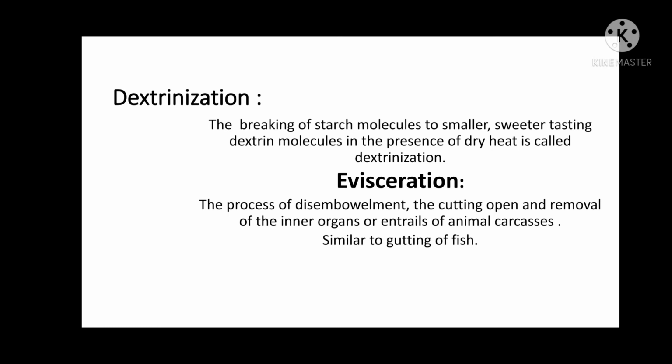Next definition is evisceration. In this process, the internal organs of animal carcass is removed. Animal carcass means dead animal. The dead animal is known as carcass. You can observe the image in the next slide.